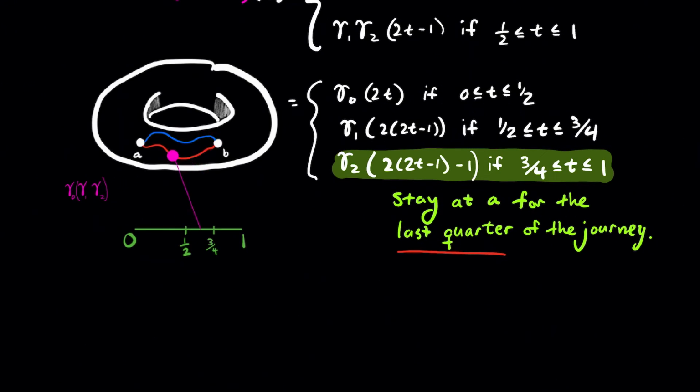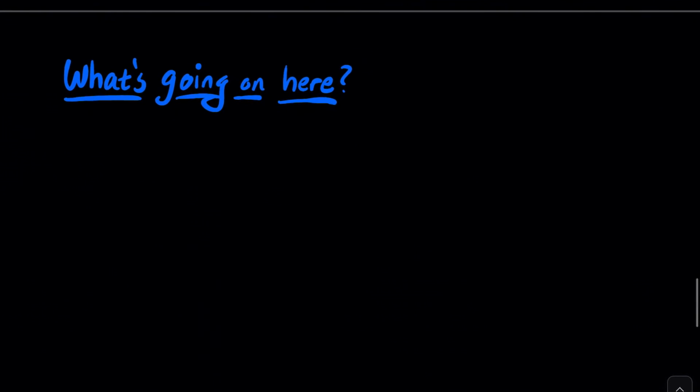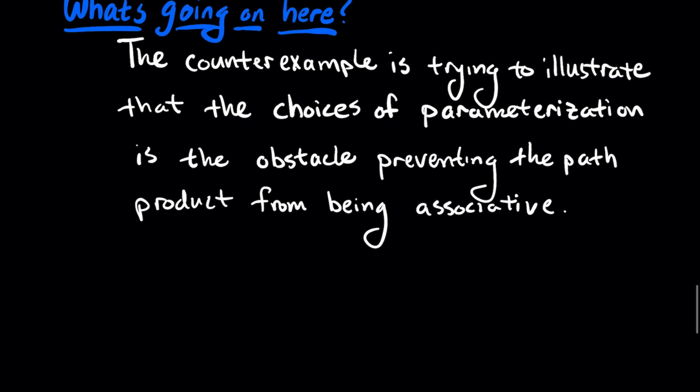And so here is a visual of how this path product works, where again, once I get past 3/4 is when I get to A and I stay at A. And again, that's different than the path we had above that was in orange. So what's going on here? Like, how did this happen? Well, the counterexample is trying to illustrate that the choice of parameterization is the obstacle preventing the path product from being associative.